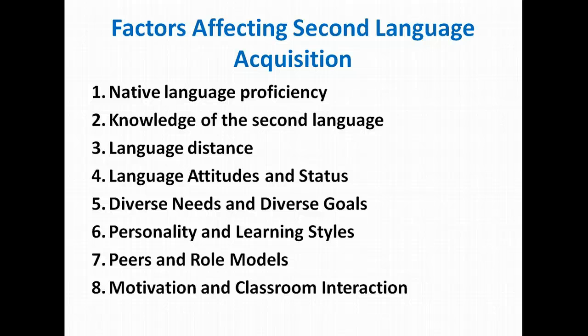To give an overview of the article, we are going to take a look at the different factors that can affect an English language learner's acquisition of a second language. The first is their native language proficiency. In general, it's fair to say that the more proficient a student is in their native language, the more they have to build on in learning a second language.